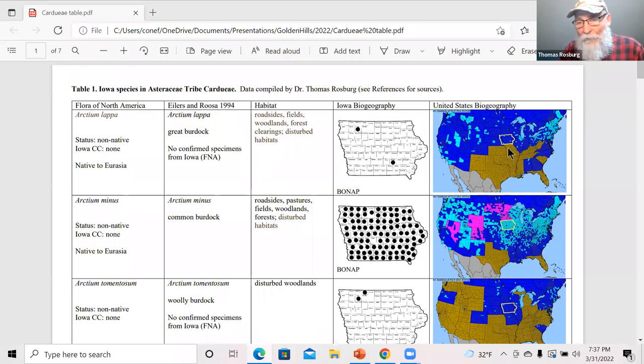And we see in the maps there it's just a couple of counties for each of those species. So I think it could be a situation, well, the BONAP maps are utilizing the data from Eilers and Roosa, and Eilers and Roosa say that there are vouchers someplace, I guess, because both species are listed in the Vascular Plants of Iowa. What could be is that they were misidentified or something. I don't know what the reason is. That might make sense if they were misidentified and then the person who did the treatment for Arctium corrected that.